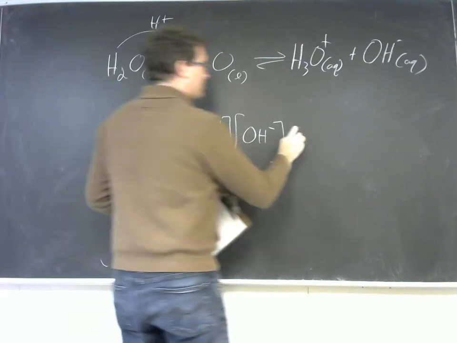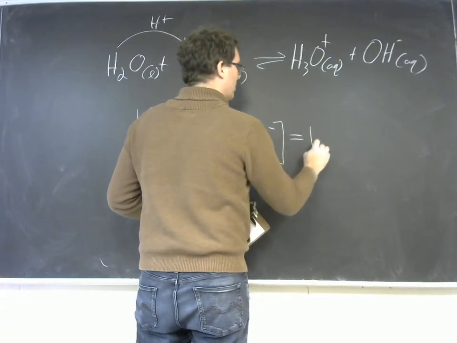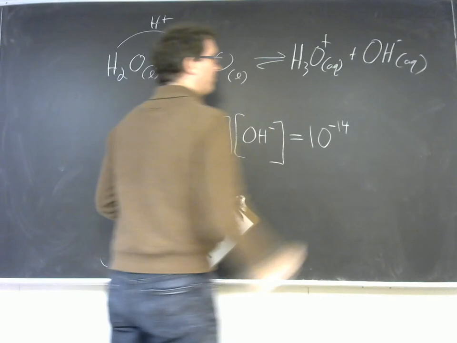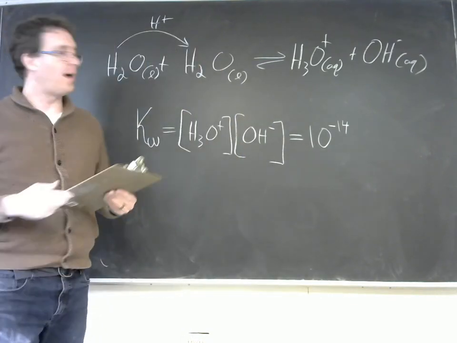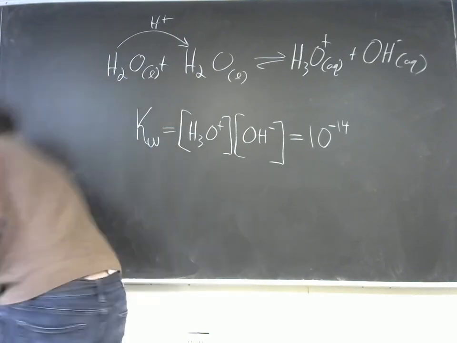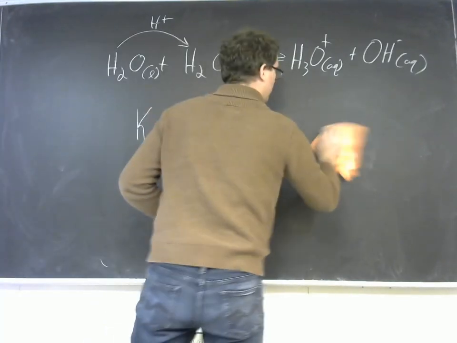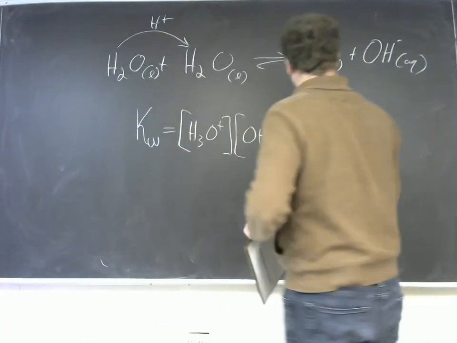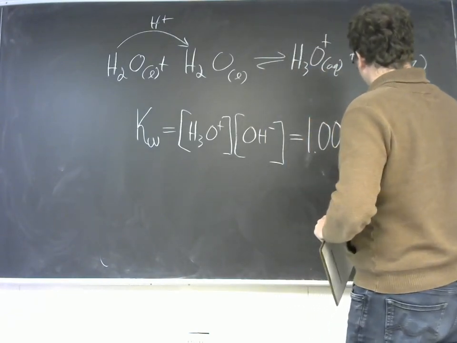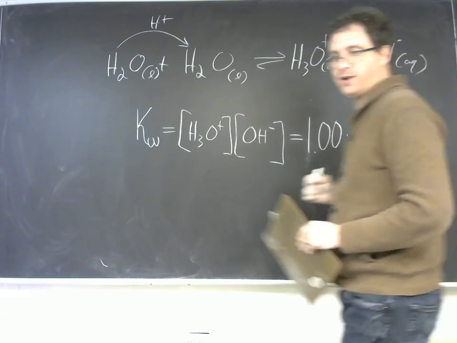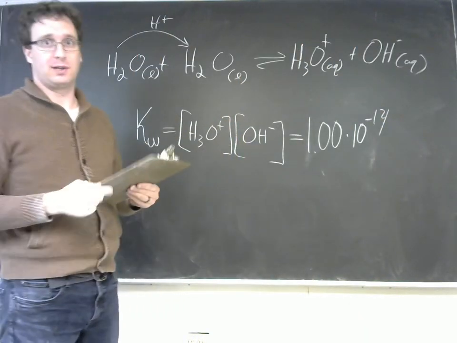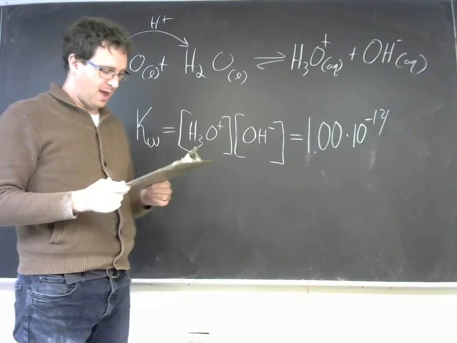And Kw is equal to 10 to the negative 14th. And that's good to a couple of significant figures. So I guess I should say it's equal to 1.00 times 10 to the negative 14th. A very happy coincidence, because it makes a lot of the math that we're going to be doing later much easier.